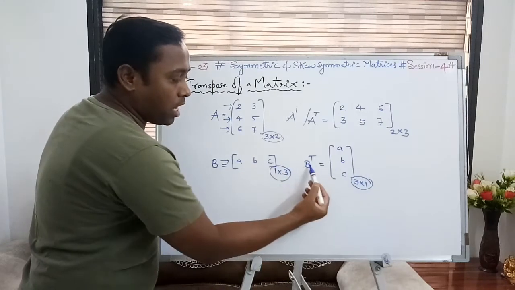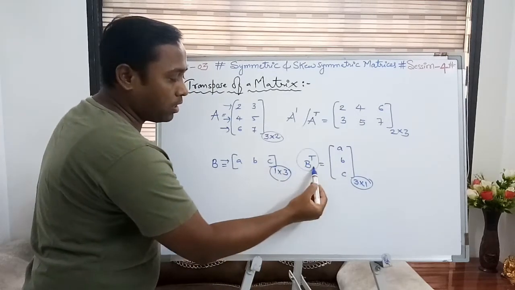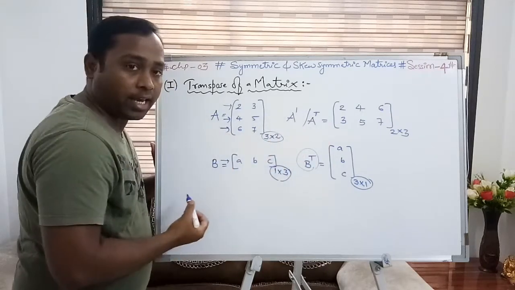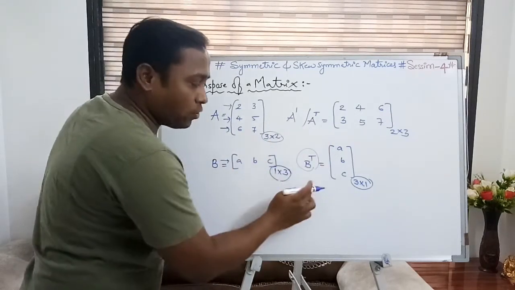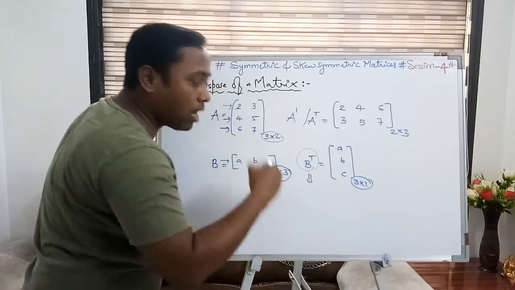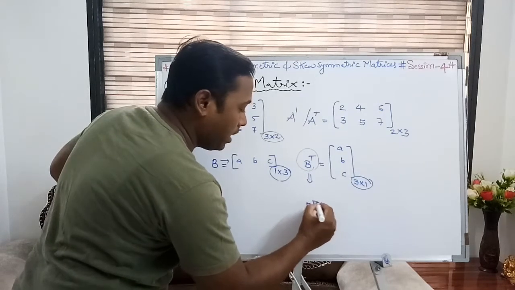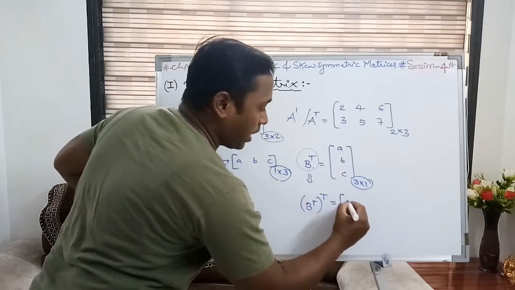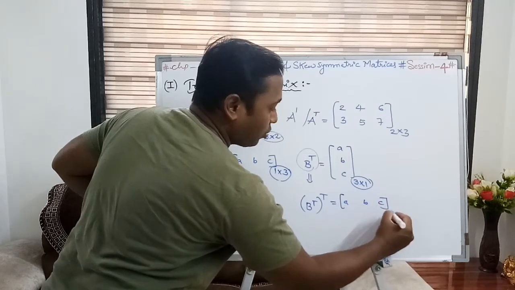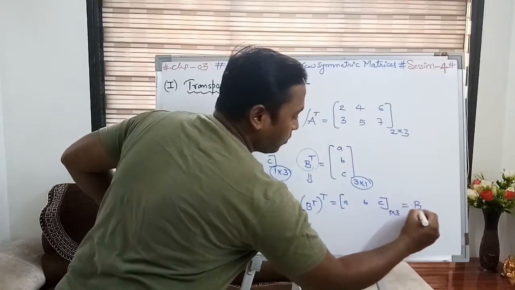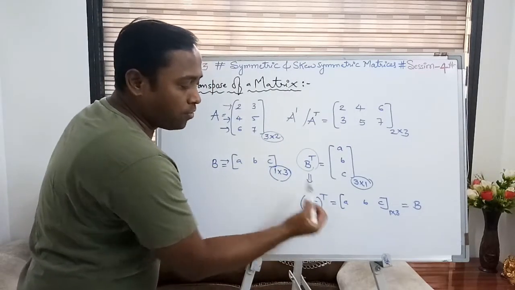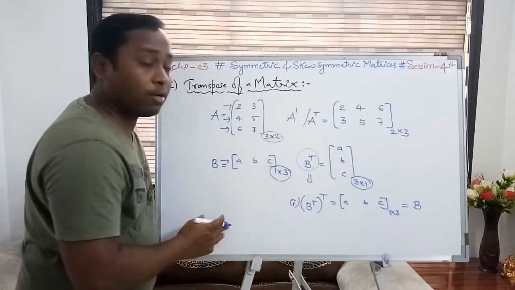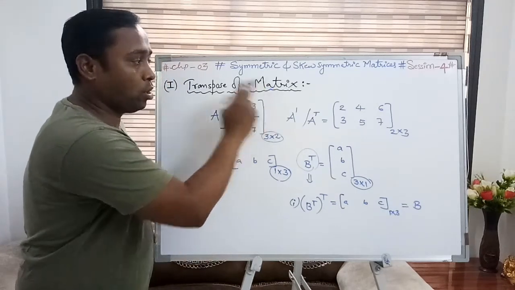B transpose is nothing but the transpose of matrix B. A transpose means transpose of matrix A. So if I do the transpose again, that is, take the transpose of B transpose, this column matrix becomes a row matrix again. It will give the actual matrix. This is matrix B, so the transpose of the transpose is the matrix itself. This is the first and most important property of the transpose of a matrix.